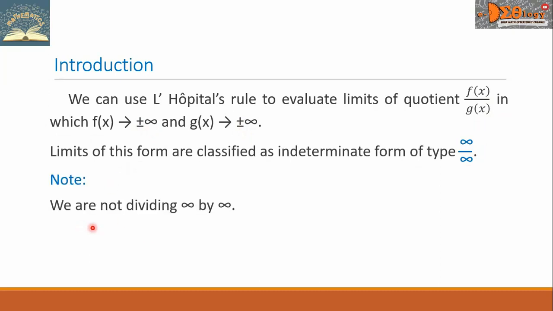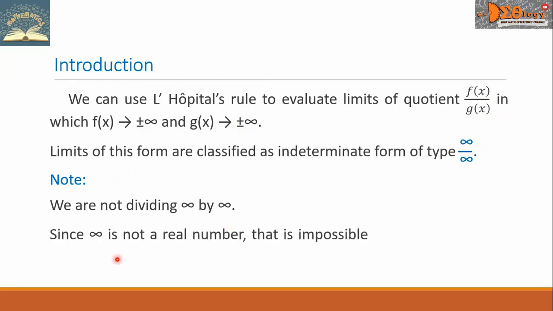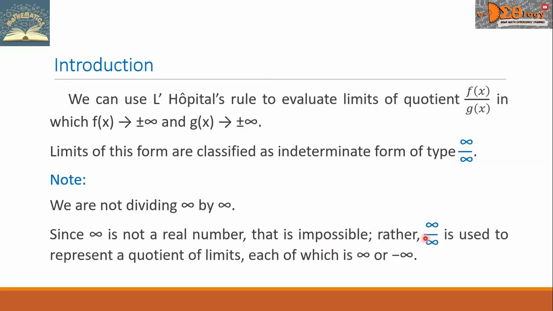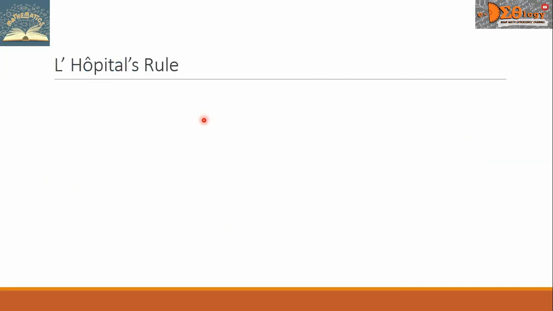Note that we are not dividing infinity by infinity, since infinity is not a real number, that is impossible. Rather, infinity over infinity is used to represent a quotient of limits, each of which is infinity or negative infinity. Let us have the formal definition of L'Hopital's rule for this case.